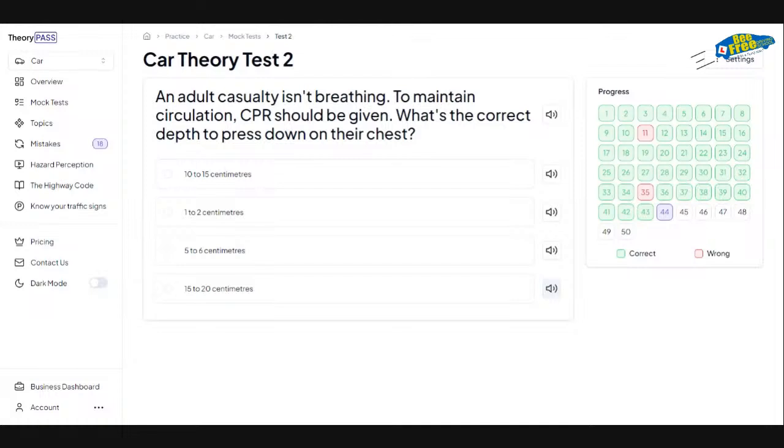But from when I've done first aid training, I know you've got to go quite deep. So I'm going to eliminate 1 to 2 centimeters straight away. I don't think that's enough to do chest compressions. And you need 2 hands as well. 5 to 6 centimeters, 10 to 15, 15 to 20. I'm just trying to think how deep it is. This is a guess, but I'm trying to do an educated guess. I don't think 5 to 6 is very deep. So I'm just going to guess and maybe go for 10 to 15, because maybe 15 to 20 is too much. So this is a guess. 10 to 15, let's go.